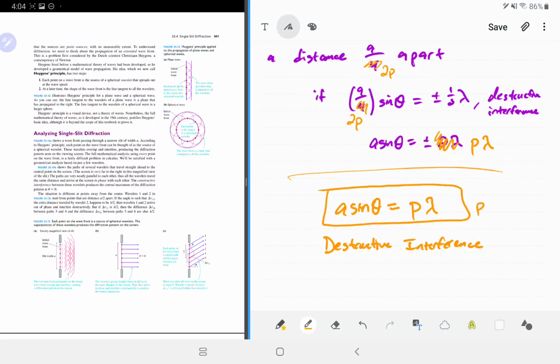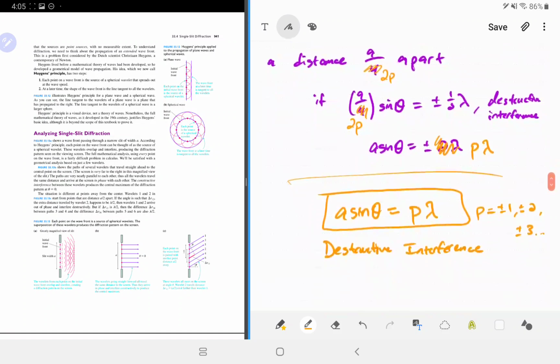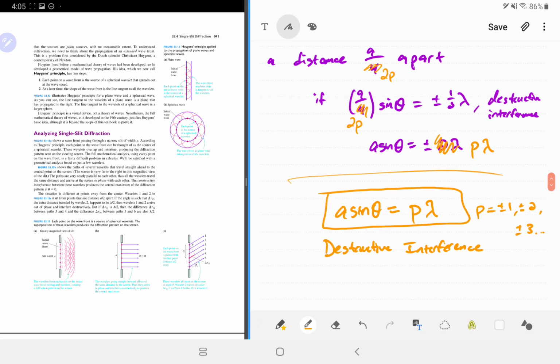But here p has to be a non-zero integer. So it's plus or minus 1, plus or minus 2 was fine, plus or minus 3 was fine, etc. Okay, so again, this equation is pinpointing the spots on the screen, which remember are the angles theta. For every value of p, there's a different angle theta. They're labeling the spots on the screen where you're seeing destructive interference, and p is an integer that's not equal to 0.